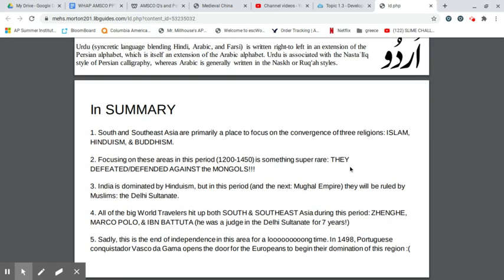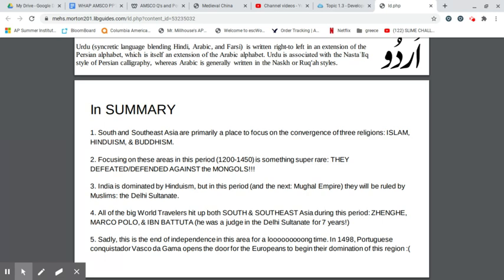Okay, so here's a short summary: South and Southeast Asia is a place where three religions converge. They come together: Islam, Hinduism, and Buddhism. So they absolutely have to know that.